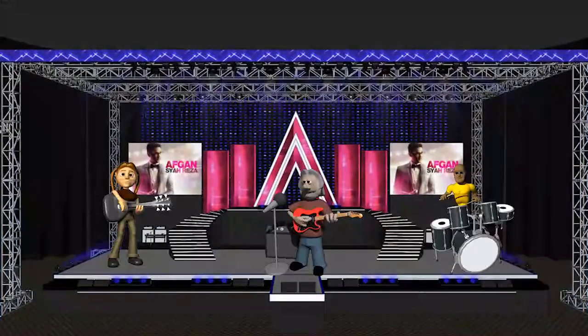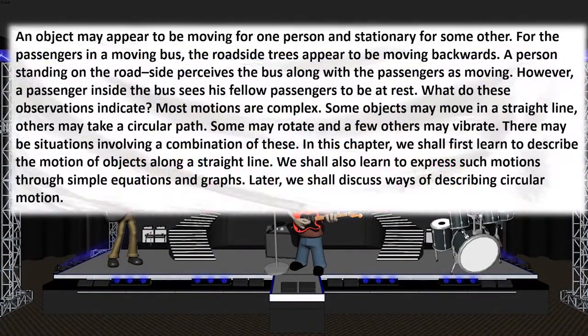It is sometimes described that certain objects are moving in a straight line while certain other objects are moving in a circular path. Some may form a rotational motion while others can form vibrational motions. In some conditions, an object can form both rotational and vibrational motion. This chapter is going to help us understand how to describe the motion of an object along a straight line. We will also understand how this motion can be explained in the form of a graph or a simple equation. We shall also learn some parts of how to describe circular motion.